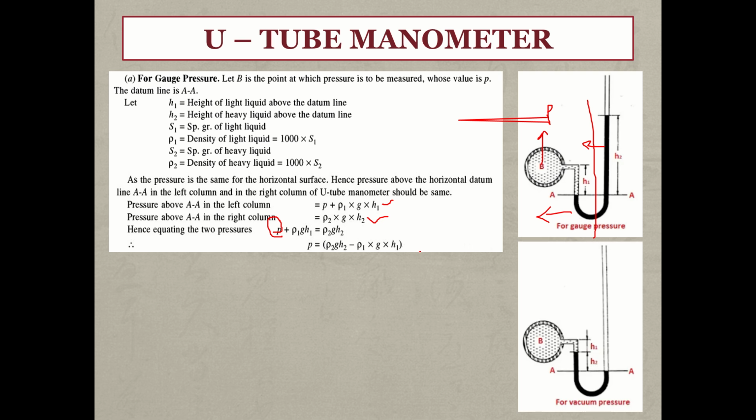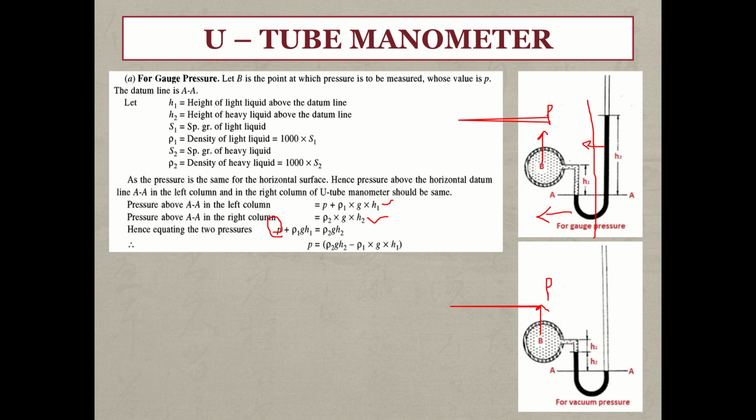Similarly, if you take vacuum pressure, there is no rise of liquid in the right column because it's a vacuum pressure. Now you can see here you have H1, the height of the lighter liquid, and H2, the height of the heavier liquid, both on one side. From this diagram, can you tell what will be the pressure in the left column? It will be the summation of the pressure which is acting at point B, which is the value of P.